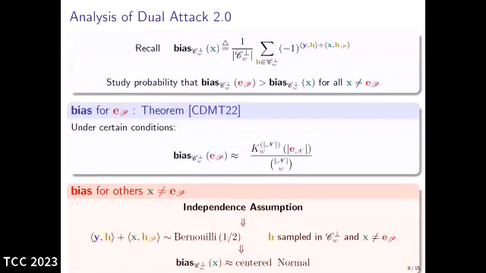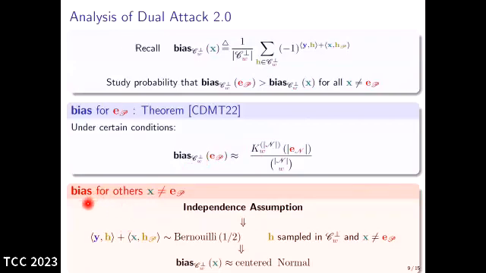So now the question is, how do you analyze this kind of dual attack? You just have to study the probability that the bias related to EP is superior to the bias related to all of the other X's. So Carrier et al. gave a precise estimate of the bias related to EP. They showed that under certain conditions, it could be expressed as a function of W, the weight of the parity checks, and the weight of the error term. Okay, so this is good and this is well approximated.